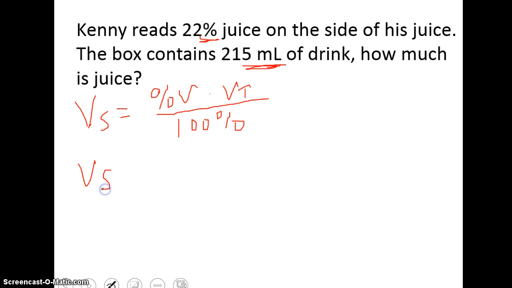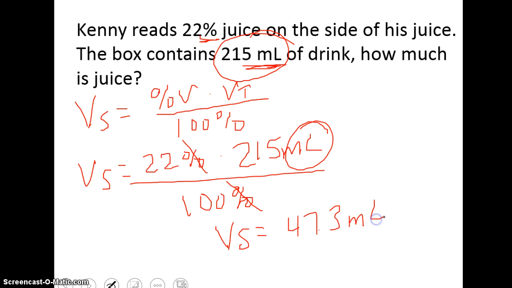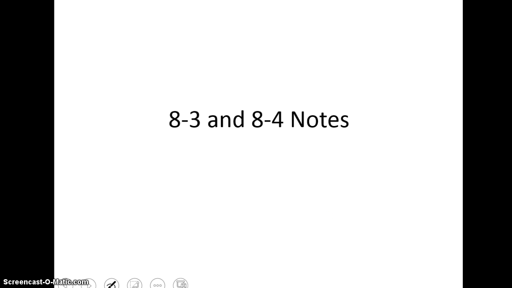So our Vs is equal to your 22%. This is going to be the total. So 250 milliliters over 100%. This time our percents cancel out and we'll be left in milliliters. And that ends up being Vs will equal 47.3 milliliters. That is it for today's notes.